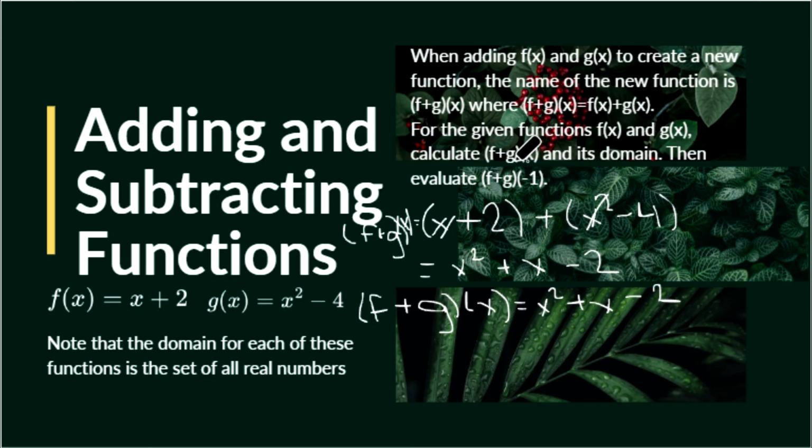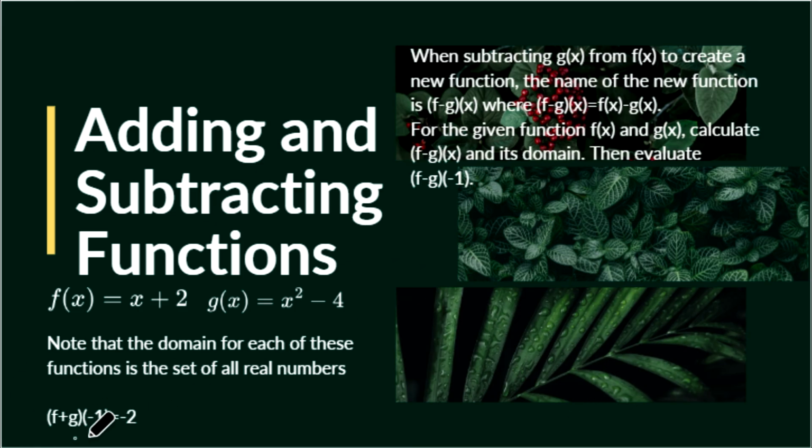So now they want us to solve it for f plus g of negative 1. So what we're going to do is we're going to put negative 1 in for each of these x's. So in parentheses, because the negative is stuck to it, we have negative 1 squared plus negative 1 minus 2. Negative 1 times negative 1 becomes positive 1. Positive and a negative, negative wins, and negative 2. 1 minus 1 is 0, minus 2 is negative 2. So the answer to this one is negative 2, which you can see right here.